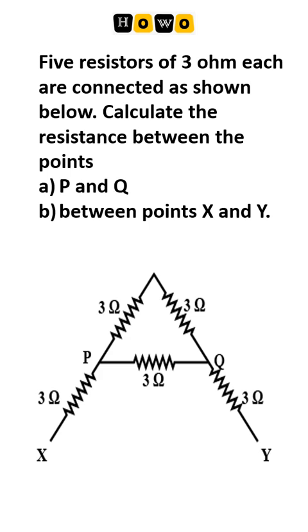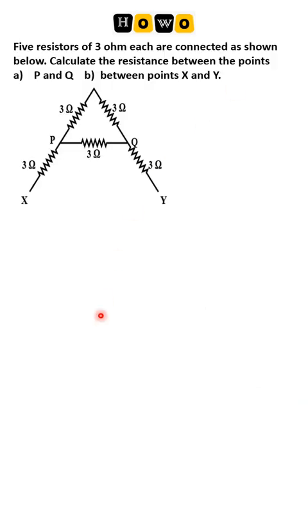So here we have a circuit in which there are 3 ohm resistors, as you can see in the diagram. Now let us have a look at how we can find out the resistance between point P and point Q and the resistance between point X and point Y. So let us start with this.